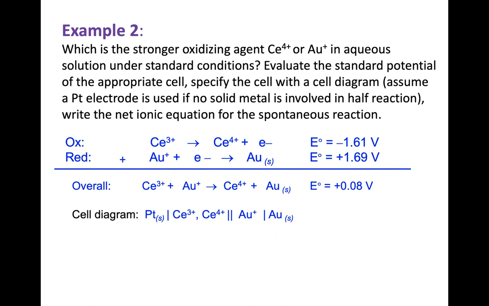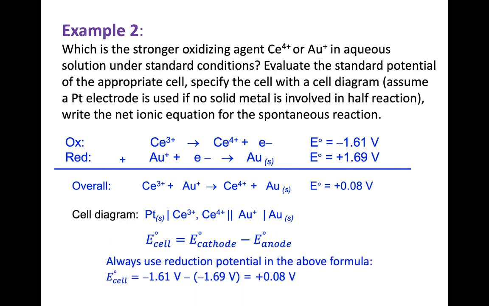Our cell diagram would be, since we don't have a solid metal involved in this cerium reaction, we've got a platinum electrode, and cerium 3+ and cerium 4+ are in solution. Salt bridge to our gold+ reducing to a gold metal. Alternatively, you can use this equation, the reduction potential at the cathode minus the reduction potential at the anode, and of course you're going to get exactly the same answer, 0.08 volts.